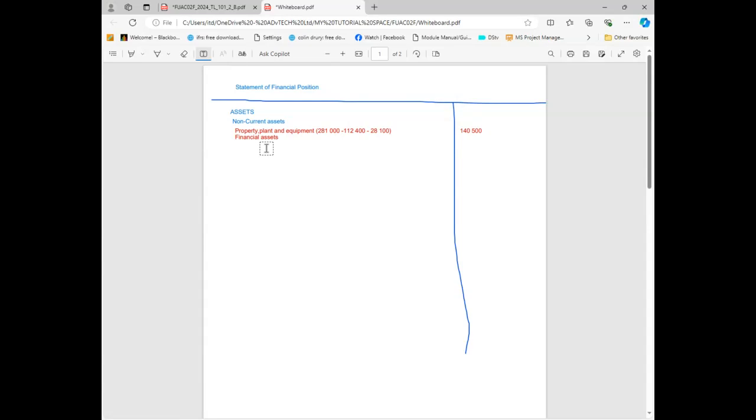Can you see they said we must not show the notes? So if they want you to show the note, you must go and show them the note for this property, plant, and equipment. And this financial asset is also a note, but that is something for the future. For now, we just focus on the requirements.